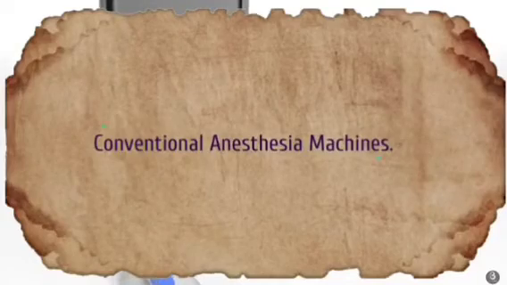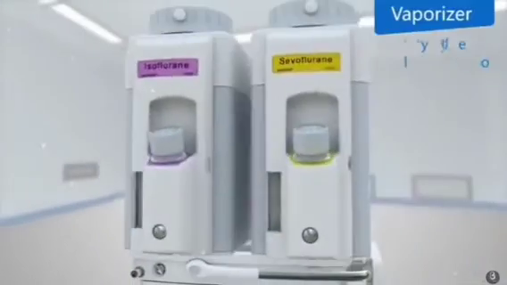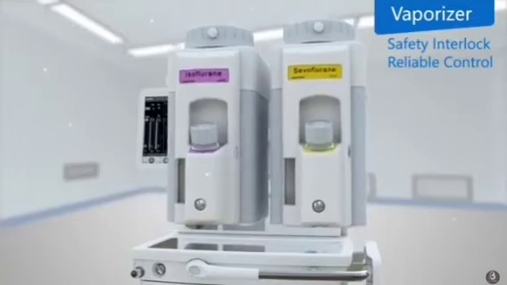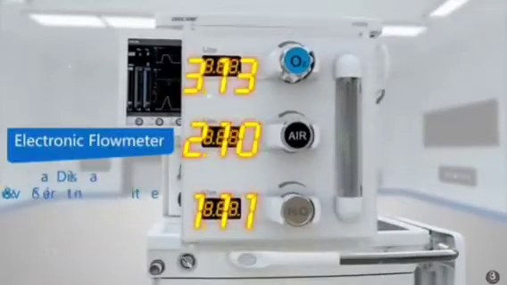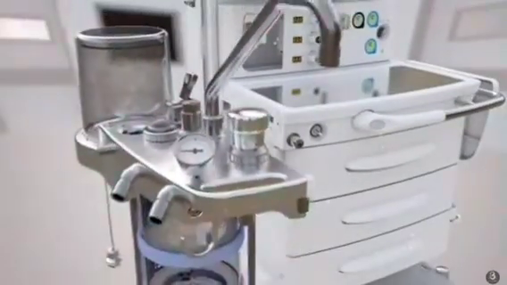The second is conventional anesthesia machines. This type of machine is fixed in operation theaters or in induction rooms. They are used mostly in operation theaters, cath labs, and induction rooms. This type of machine can be moved from one place to another in a hospital.